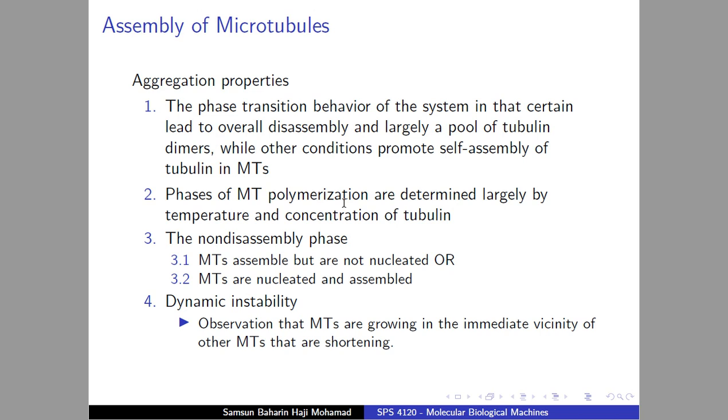Okay, so we have this phase: non-disassembly of microtubule. The first one, microtubule assemble but not nucleate. Here, the tubulin can attach and detach from this microtubule, and this one is empty. The second one, microtubule nucleate and assemble, meaning that it will have very strong binding, so it can grow the microtubule.